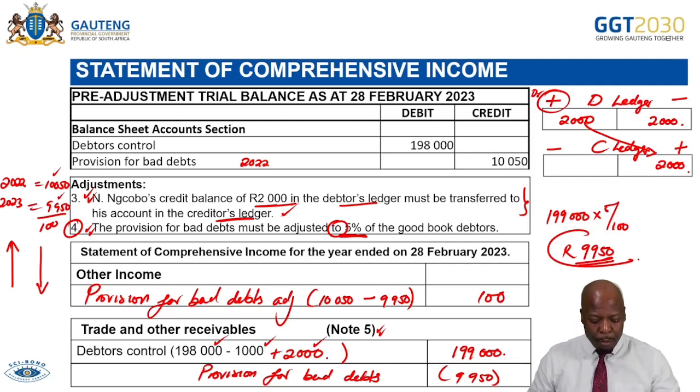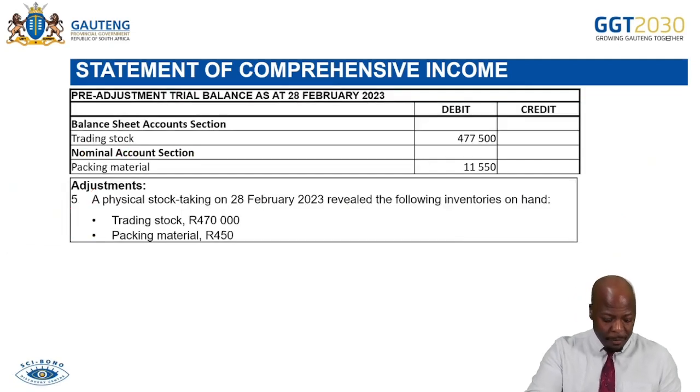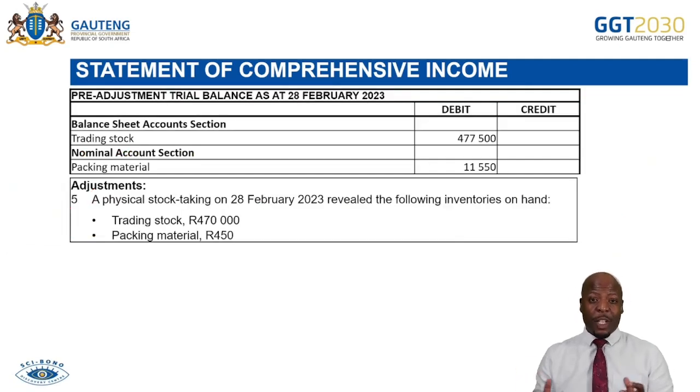Okay, I want to move on to the next adjustment if you are ready. After this adjustment, we're going now to adjustment number 5, which will be our last adjustment for today's class. And the adjustment reads, a physical stock taking on 28 February 2023 revealed the following inventories on hand. You remember what we have said about our physical stock taking, all right?